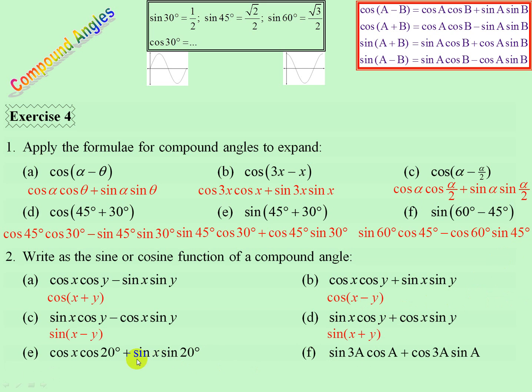Cos sin sin with a plus means cos with a minus. And sin cos sin means sin with a plus.